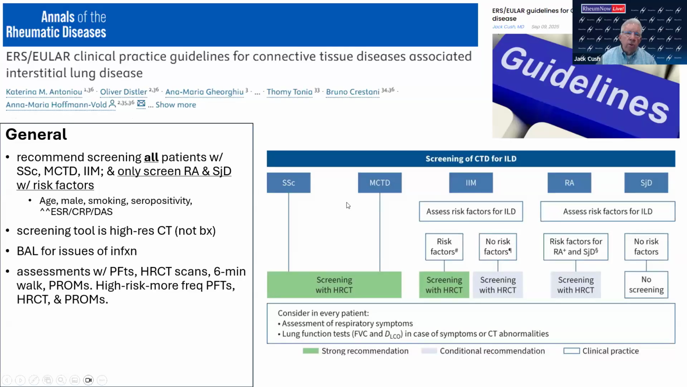Does anybody want to tackle the guidelines and whether they agree with them? So I'll take a stab at it. I agree with systemic sclerosis and MCTD. I think for the idiopathic inflammatory myopathies, it is a little more nuanced, and perhaps that's why they've split it up. But I think realistically, the vast majority of patients with one of the types of myositis are going to get a chest CT, right? Even if it's just as part of their cancer workup.